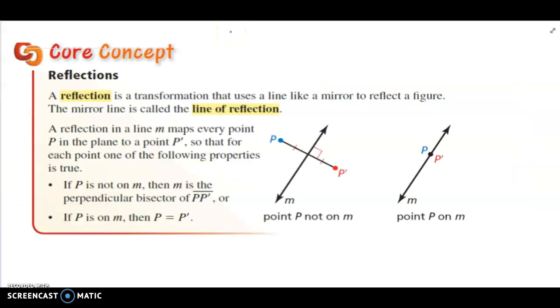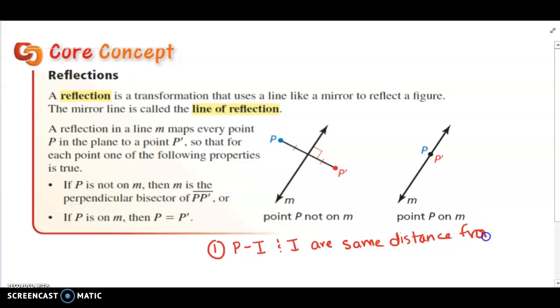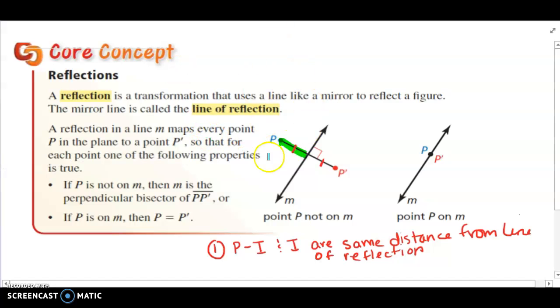All right, guys, so there's two properties of reflections that you have to know. Okay, so the one is that the pre-image, I'm just going to put PI, and the image are the same distance from the line of reflection. So if you look here, this is the same as this. So from here to here, that's the same as from here to here. That will always be true.